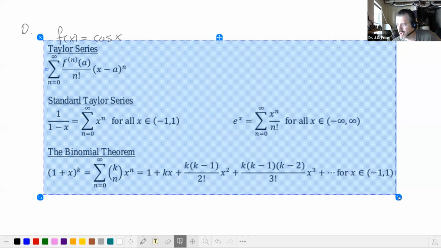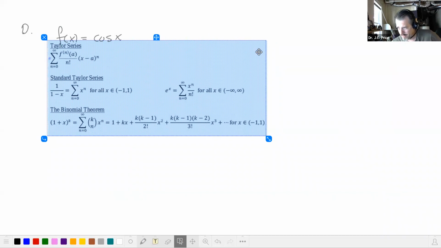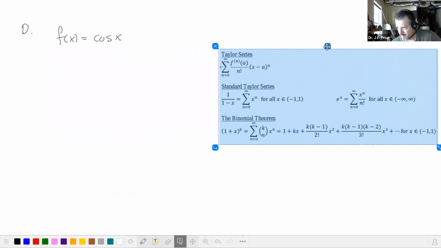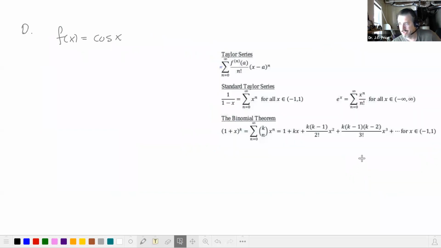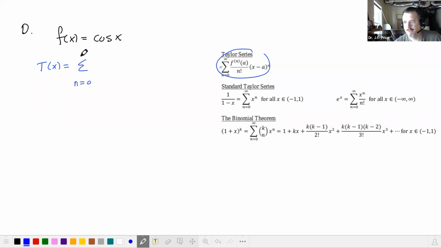So when you ask me to use a definition, I know at the front of the exam, or in this case, the final, I have this information. And the definition, what we mean by the definition, is use this thing right here. So I would copy down the Taylor series T of x is equal to the sum, n equals 0 to infinity, of the nth derivative of f evaluated at a divided by n factorial times x minus a to the nth power.